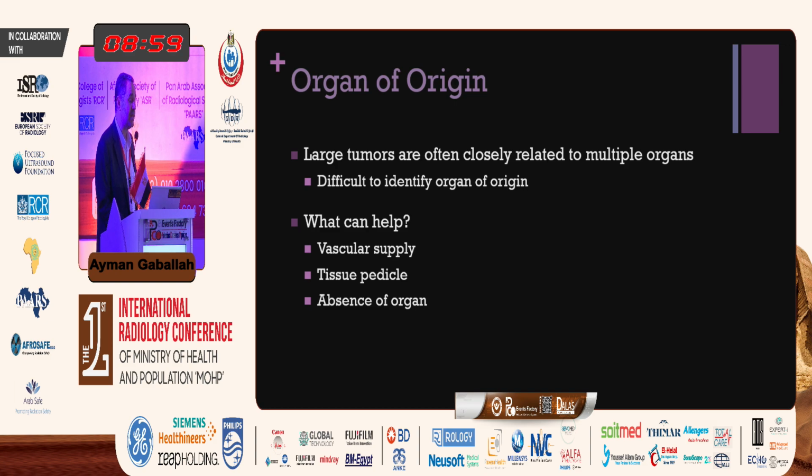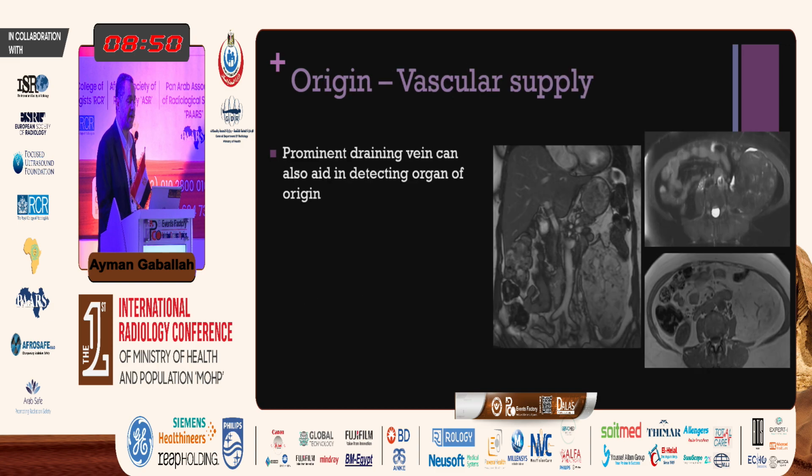In this case, we should rely on other features. If we can find the blood supply to the lesion, or a tissue pedicle, or sometimes if the entire organ is absent, like a mass arising from the adrenal gland, and the entire adrenal gland is not seen. Looking at that case, you can see a big mass here that contains fat and solid component as well. And many of us, when you look at this case, would say, oh, it's very concerning for liposarcoma.